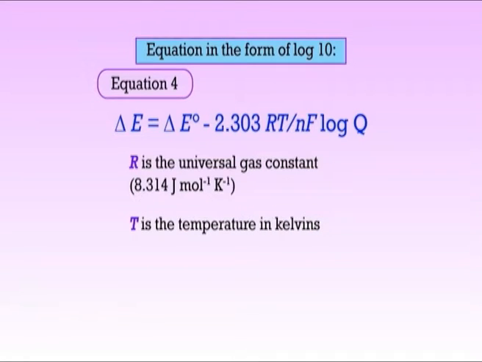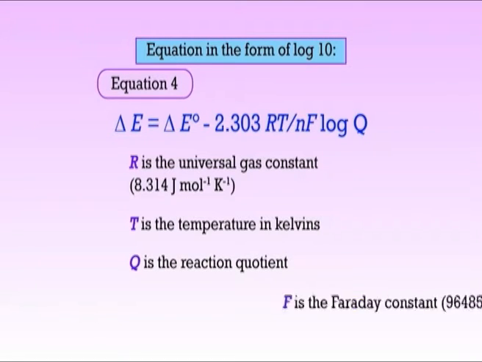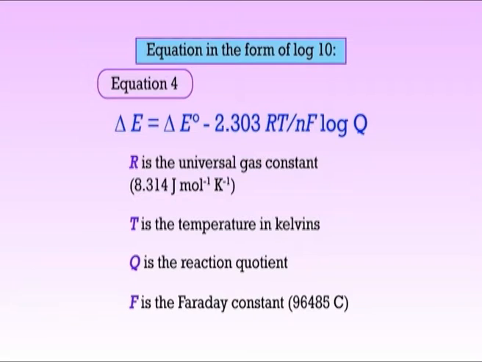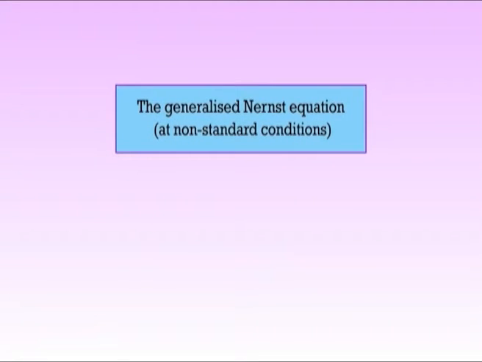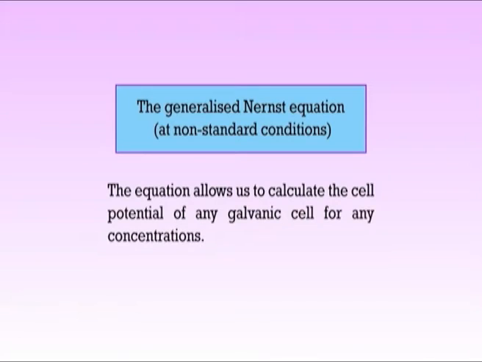T is the temperature in kelvins. Q is the reaction quotient, and F is the Faraday constant, which is 96,485 coulombs. This is known as the generalized Nernst equation, which is at non-standard conditions. This equation allows us to calculate the cell potential of any galvanic cell for any concentration.